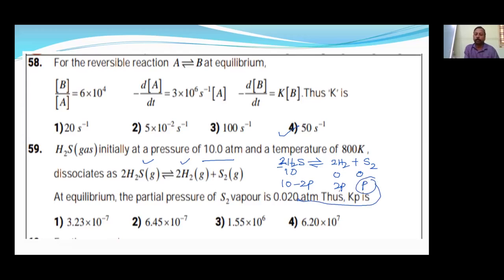Then 2p will be how much? 2 into 0.02. And this will be 10 minus 2 into 0.02. Now you have all the pressures, you can find out the Kp value. Kp is equal to the partial pressure of hydrogen to the power of 2, into the partial pressure of sulfur, divided by the partial pressure of H2S, whole square. By substituting, I think you will get 3.22 into 10 to the power of minus 7. So this is the correct answer.